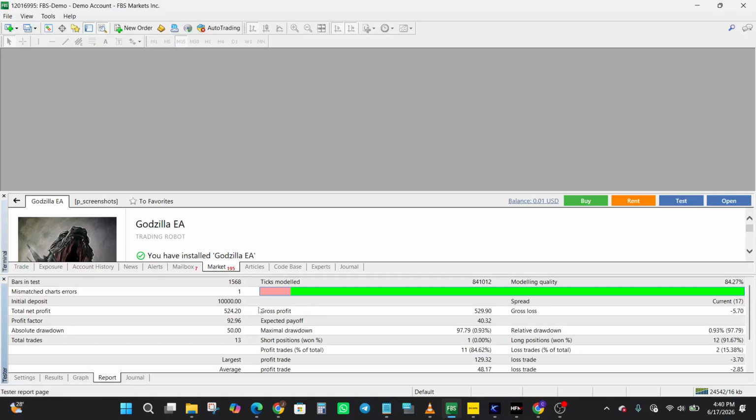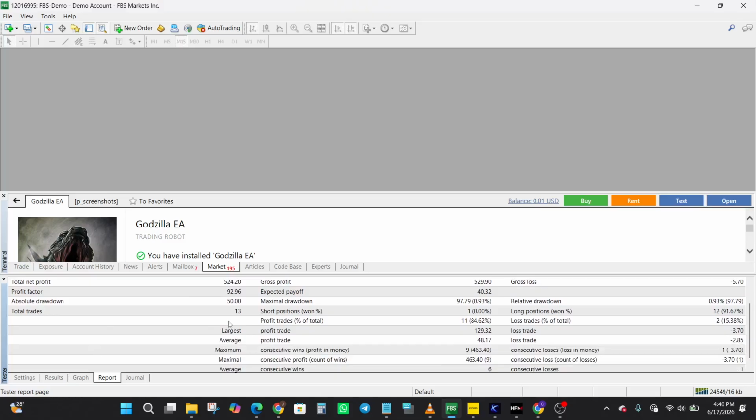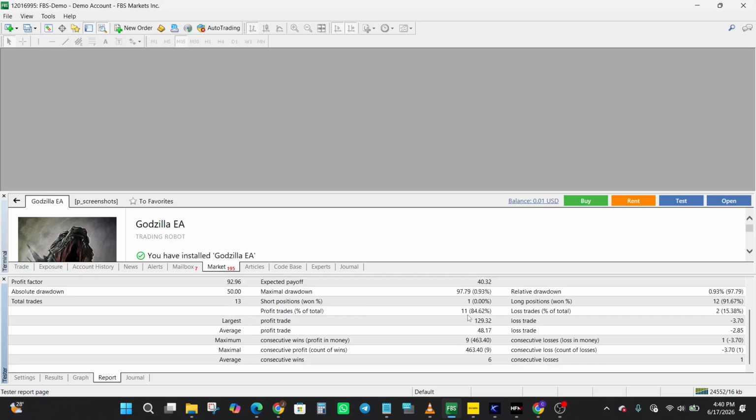All right. So looking at the report, I can see that from an initial deposit of $10,000, the total net profit was 524.2, and total trades taken were 13, out of which 11 were profitable, giving us an 84.62% win rate. The largest profit was 129.32, largest loss was 3.7, average profit 48.17, and the average loss was 2.85.